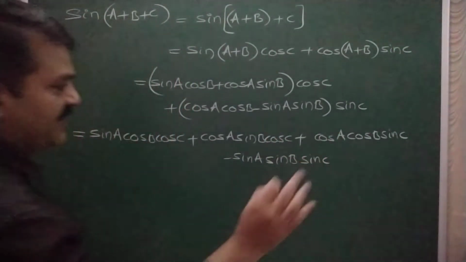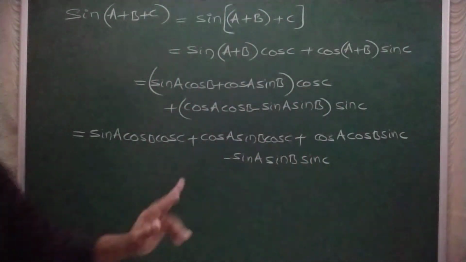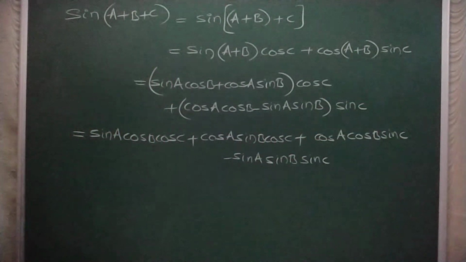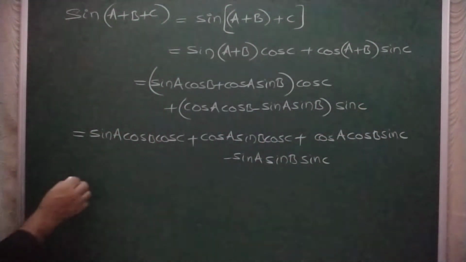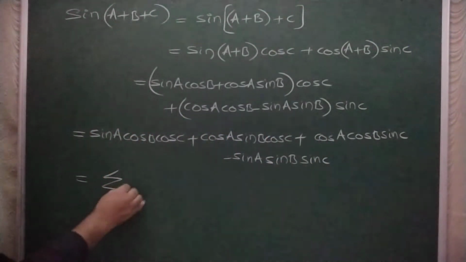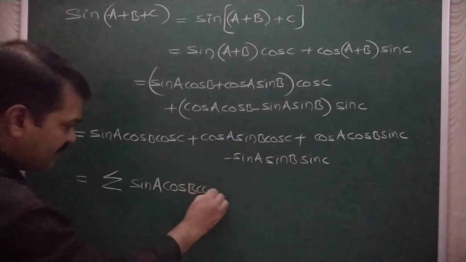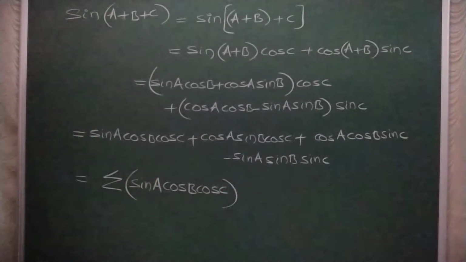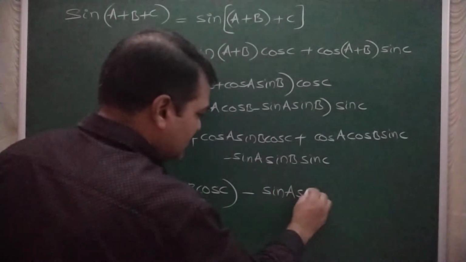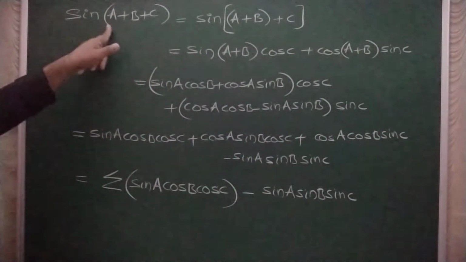So just simplifying. Now the first three terms are actually in symmetric order, you can observe. Sine A cos B cos C, cos A sine B cos C, cos A cos B sine C. Therefore for these first three terms, instead of writing all terms, we can simply write sigma sine A cos B cos C. We can write like this for the first three terms, and the last term as it is. So this is the formula we have to remember for sine of A plus B plus C.